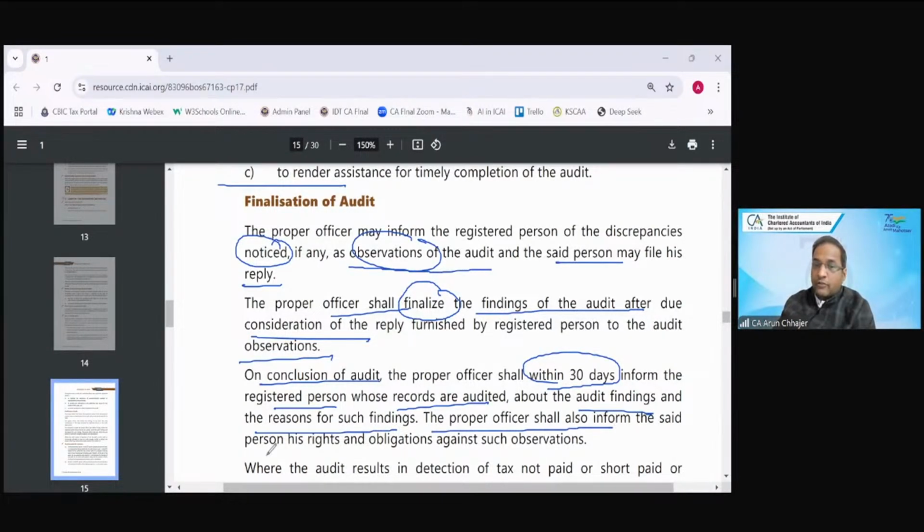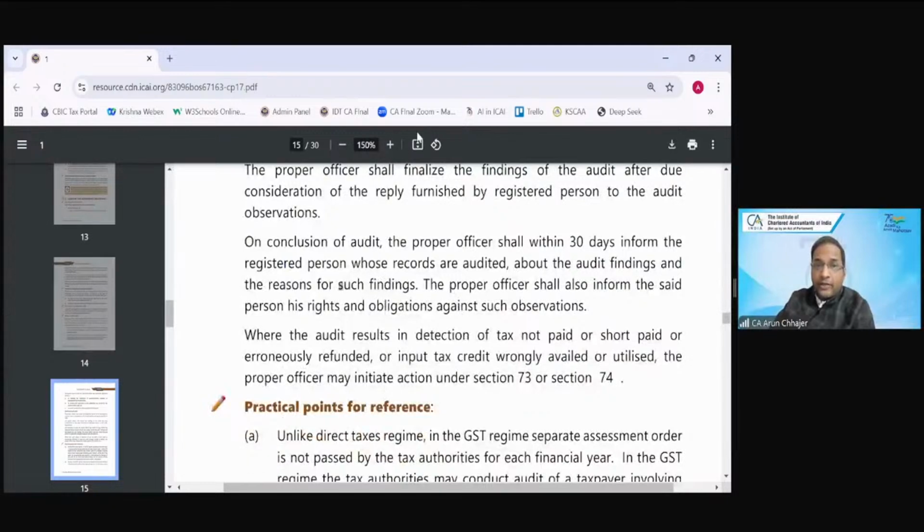The officer shall also inform the said person of his right and obligation against such observations. Point to be noted: on conclusion of the audit, the officer shall, within 30 days, inform the registered person whose records are audited about the finding and the reason for such finding. The officer shall also inform the right and obligation against such observations, where the audit results in demand of tax not paid, short paid, erroneously refunded, or ITC wrongly availed or utilized.